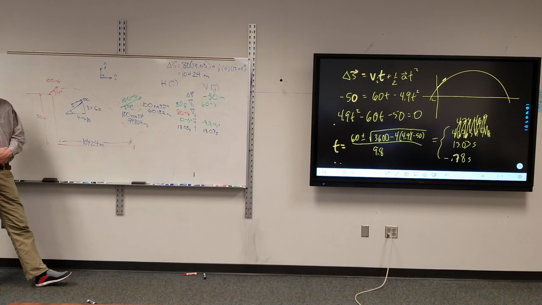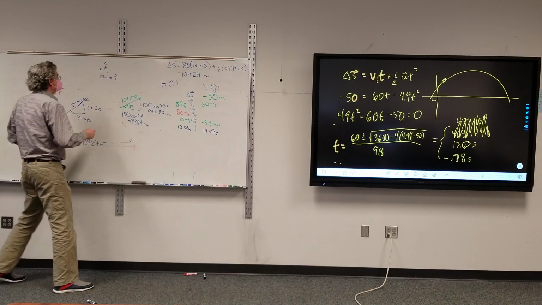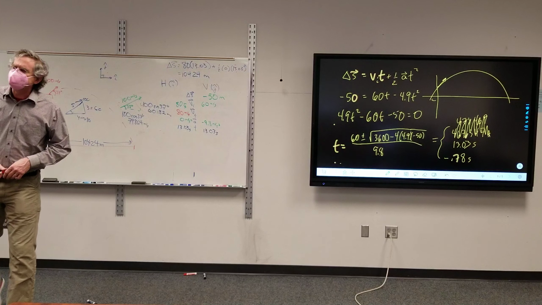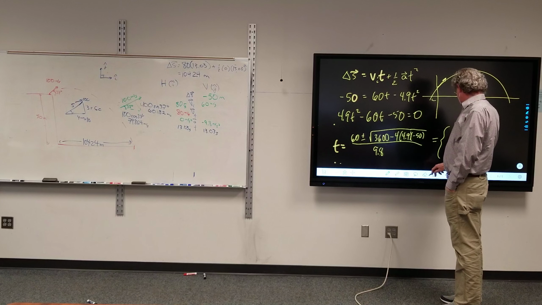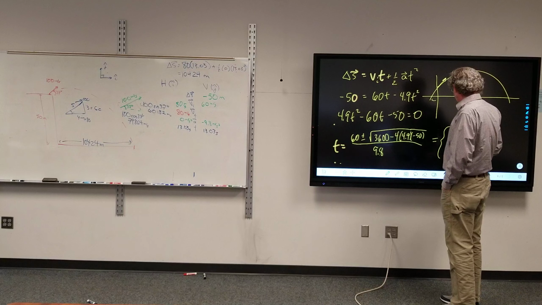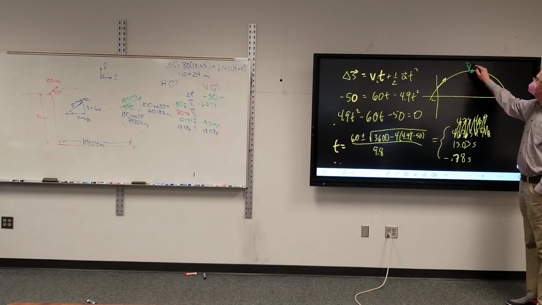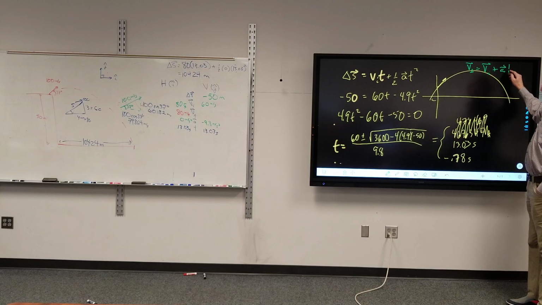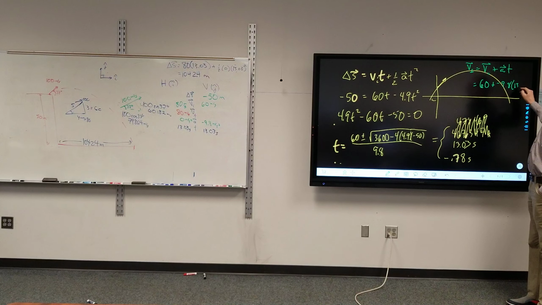How would you solve it? What would you plug into? Which formula? Final velocity equals the initial velocity plus acceleration times time. So, actually, I want to leave that there, so let's write it over here. VF equals VI plus AT, and so that's going to be equal to 60 plus negative 9.8 times 13.03.